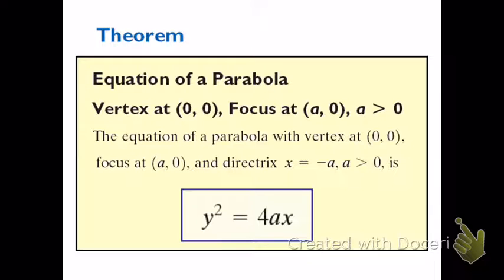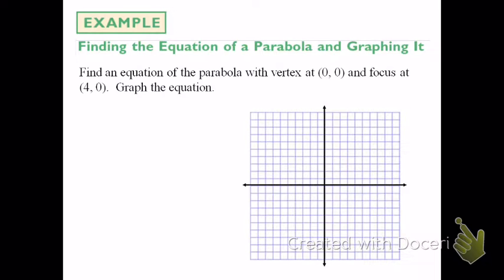So what does this new variable called a mean? What is that? Let's take a deeper look at this. So let's take a look at it with this example. Find an equation of a parabola with the vertex at origin and the focus at 4, 0. So we're going to analyze that using this basic equation format. y squared is equal to 4 times a times x.